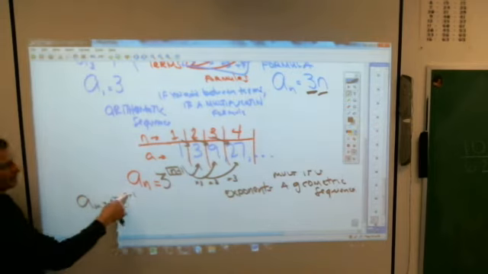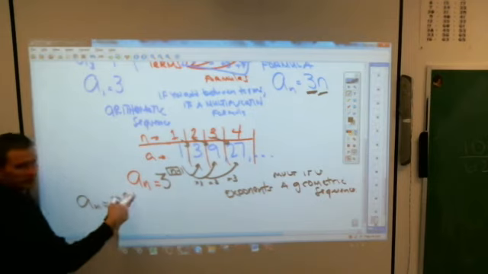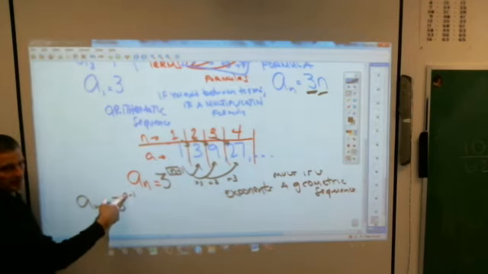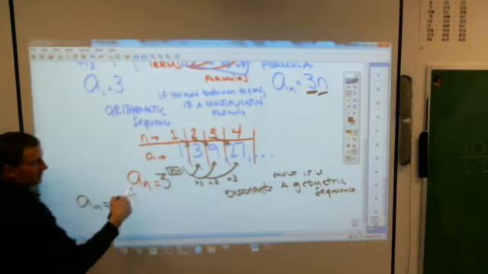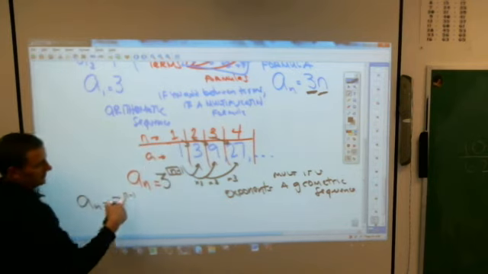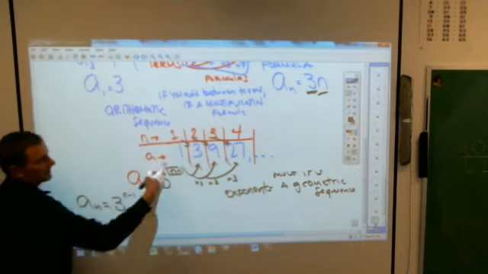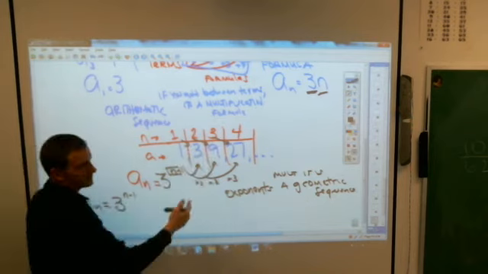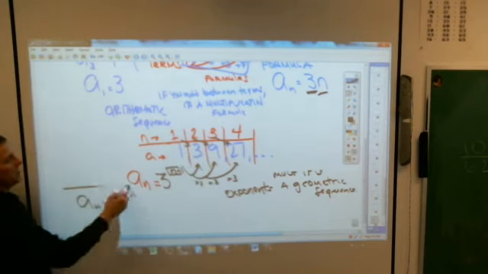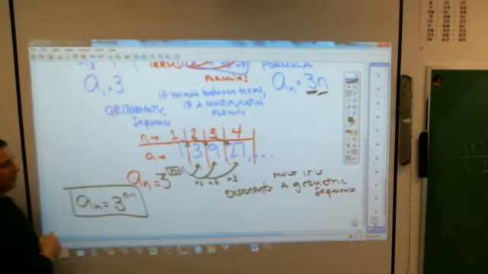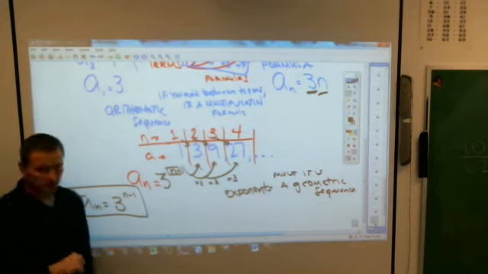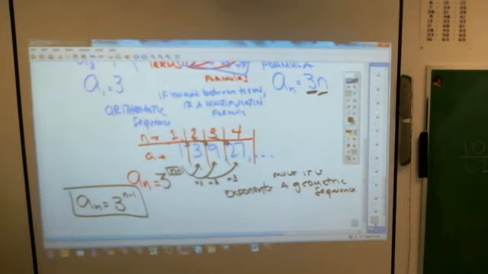Because if I take n, which is 1, and take 1 minus 1, I get 0. What is 3 to the 0 power? 1. If I take the second term and take 1 away from it, I get 3 to the 1. I get that to match up there. I get that to match up there. This is a little higher level than maybe you're used to. It's not an easy thing to think about. Not at all.